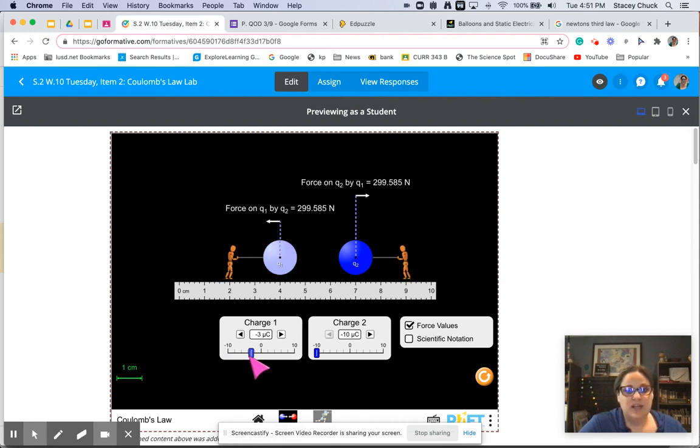Every time we changed it, no matter what we changed, the two forces always match, and they're always pointing in opposite directions. So when our charges were the same, they were pointing away from each other, one left, one right. When they were opposite charges, they were pointing towards each other, but still one left and one right.